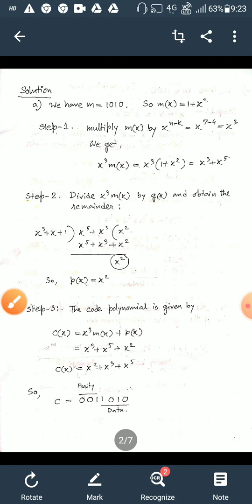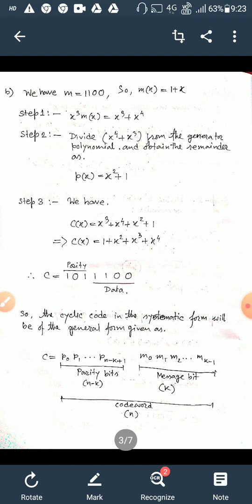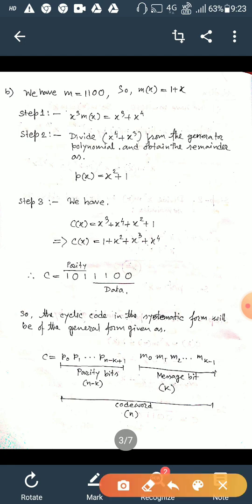So this is the example for the first one, and the same thing is repeated for option B, where the message is given as 1100. From this you can easily identify what will be the value for the message polynomial. It will be 1 plus x, because at position numbers 2 and 3 the values are 0. So this can be omitted. So the ultimate message is given in polynomial form as 1 plus x.